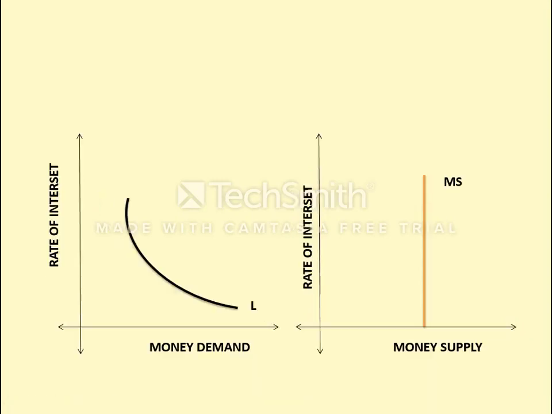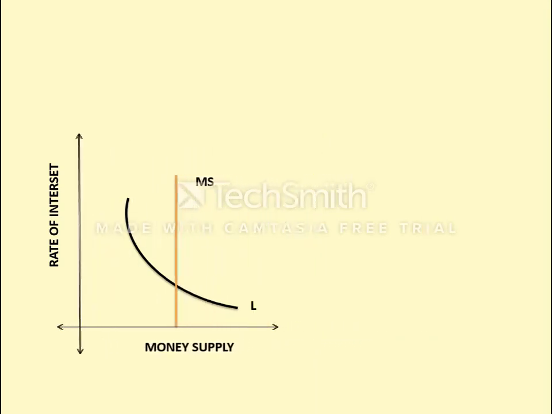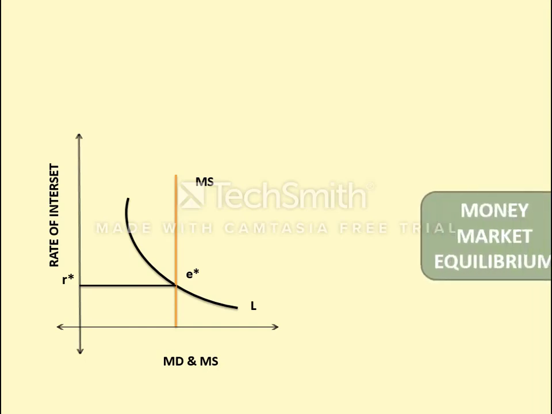Now let's bring together money demand and money supply curve. The point E star is the equilibrium point where money demand intersects money supply, and thus we get equilibrium rate of interest R star, at which money demand is equal to money supply, that is, we have money market equilibrium.